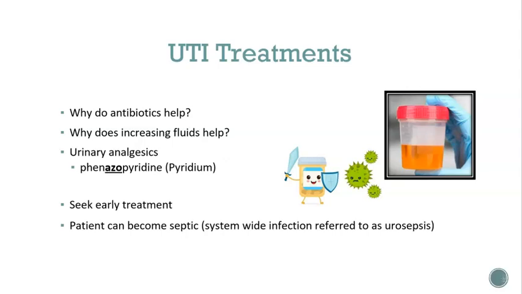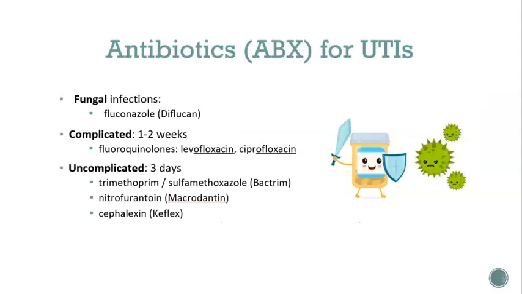Something special to teach your patient about this drug, phenazopyridine, is that it turns the urine orange and stains clothing and surfaces. Also teach these patients to seek early treatment because they can become septic. The type of medication used to treat the UTI will depend on whether this is a fungal infection, a bacteria infection, or if this is a complicated or uncomplicated UTI.